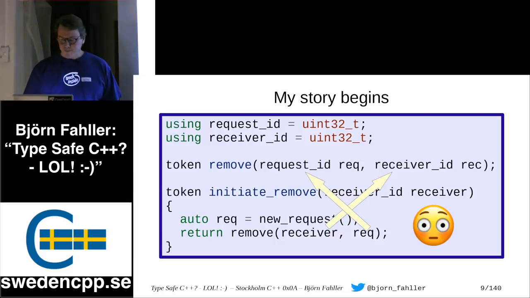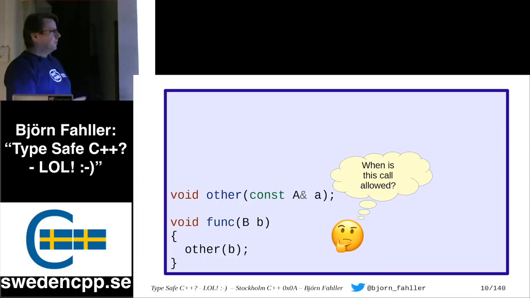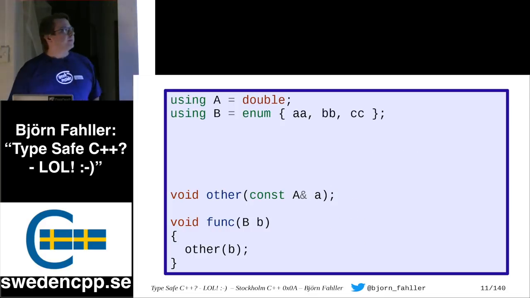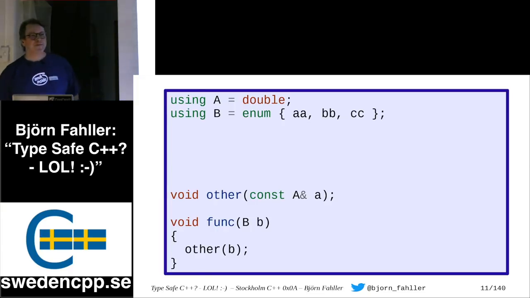So I started thinking, if we have code like this, I have some function that takes a B and it calls another function that takes an A. When is this allowed? Well, it's a trick question because we don't know what A and B are. Here. Yes, this is allowed in C++.